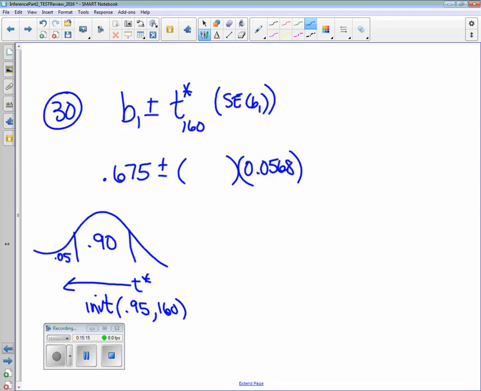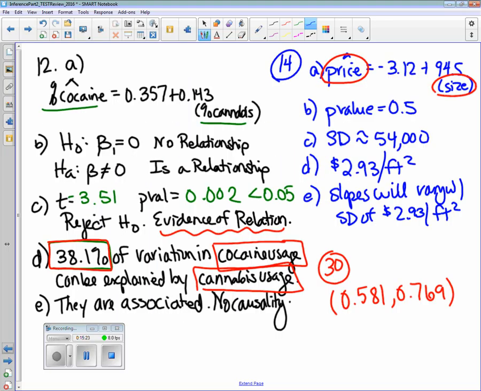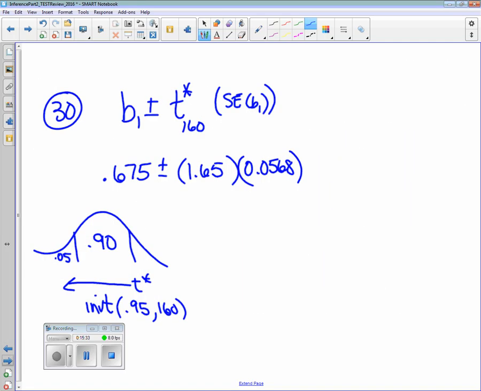1.65? Okay. And so then you would just go ahead and hopefully if you add and you subtract, you will in fact get the answer that I have over there, 0.581 and 0.769. Okay? Remember that this is not something the calculator will automatically do for you. Okay? All right. Any other questions from homework?